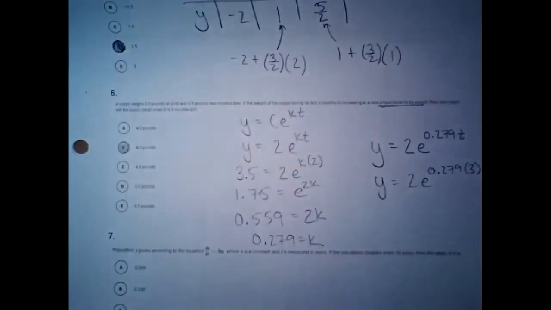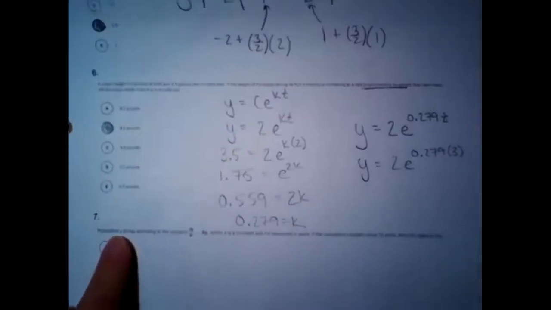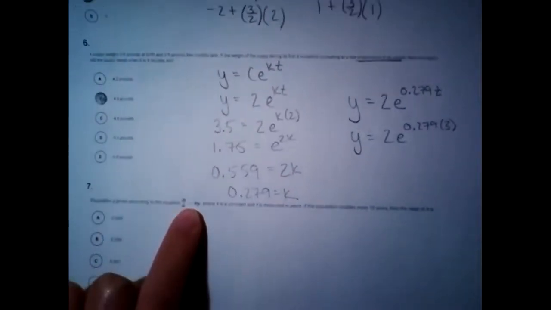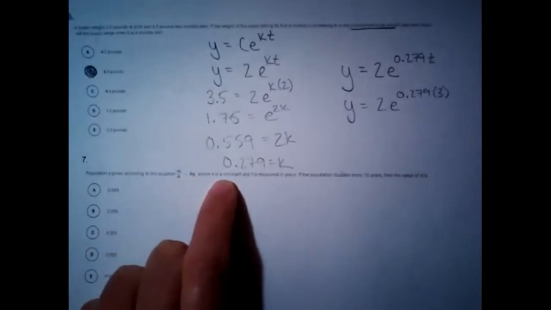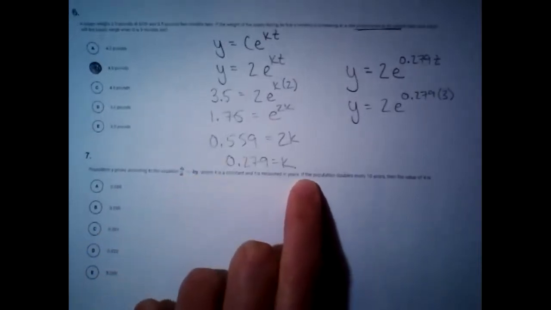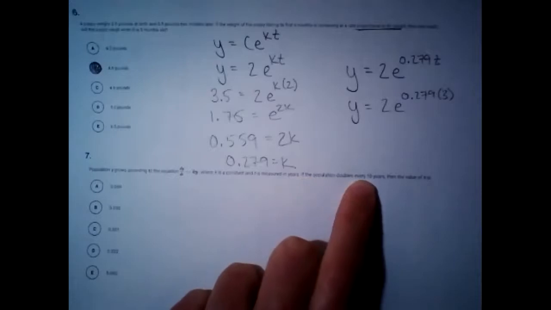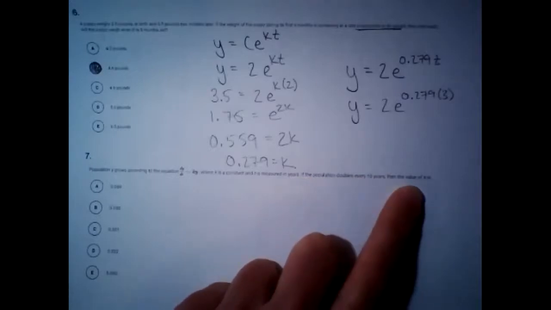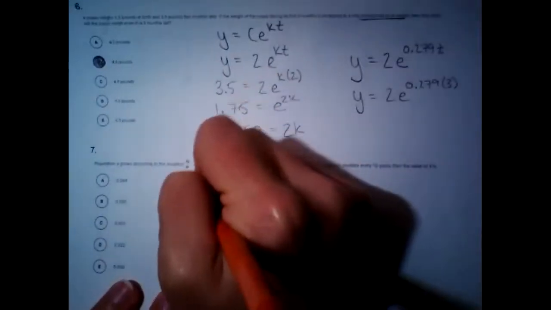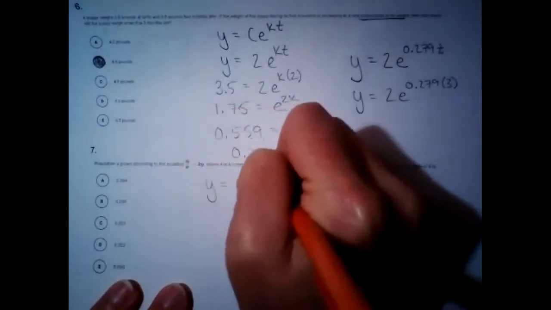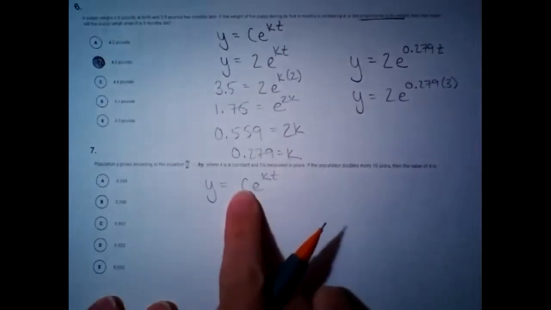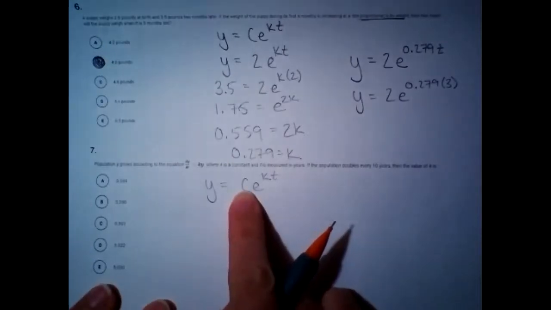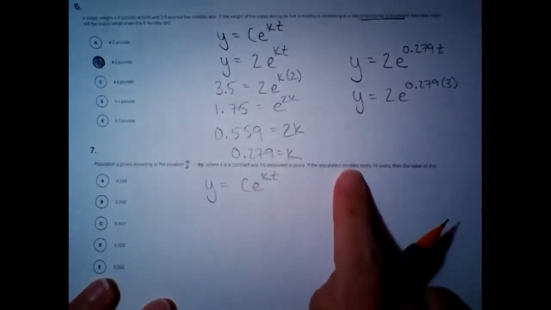All right, 7, population Y grows according to, all right, this tells us that this is exponential growth. We have K times Y. K is constant, times measured in years. Population doubles every 10 years. So find the value of K. So again, we've got Y equals C e to the KT. That's our exponential formula. I don't know what this C value is to start with, but they're telling me that it doubles every 10 years.